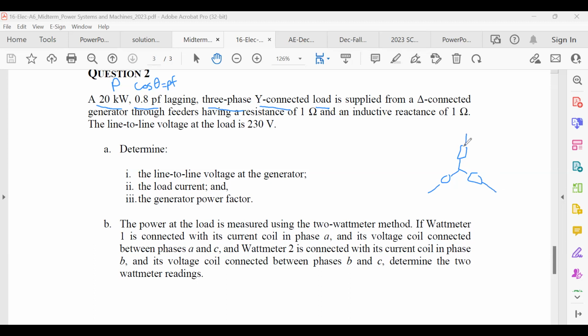You can try to draw the circuit because they are going to add more things here. For example, they said they are supplied by a delta connected generator. So the generator is delta connected. And they are connected.